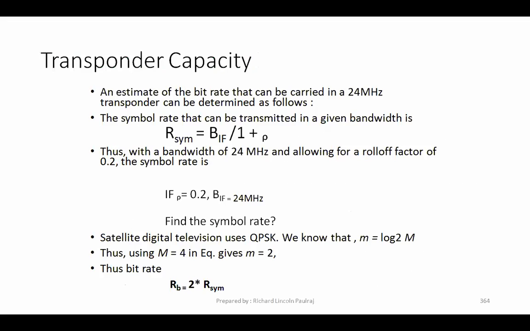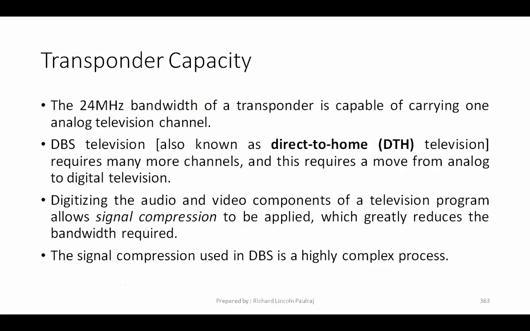Now, talking about the transponder capacity, okay, we have the 24 megahertz bandwidth. So this will be our last slide for discussion today. Each transponder is about 24 megahertz bandwidth, and 3 megahertz is used for the guard band, as you all know. The DBS television is also called DTH. Okay, so the one that I was telling you, which is used for the entertainment purposes.